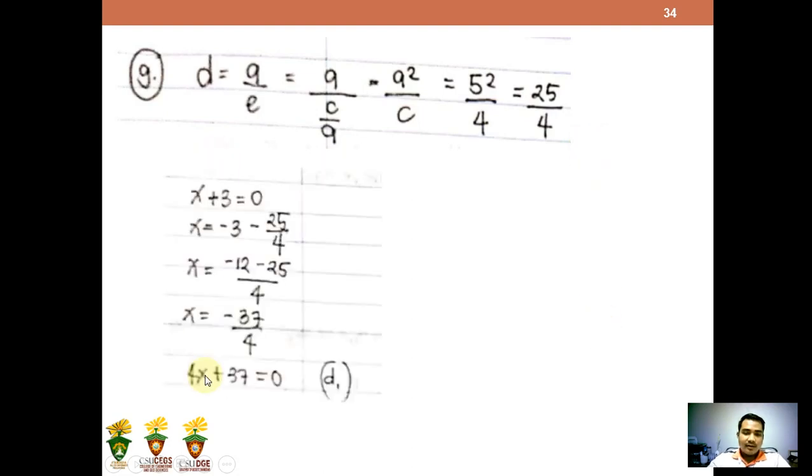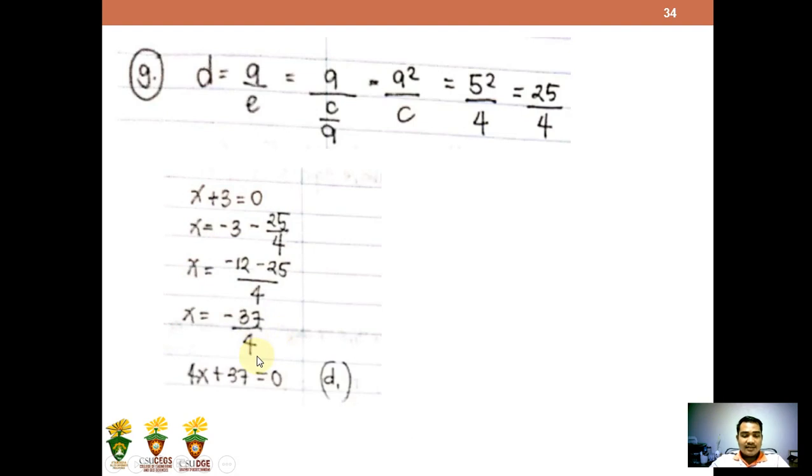So first, we need to get the equation from the minus side, and the other side is plus. Therefore, the equation for the x part is x plus 3 equals 0, which we used earlier to get the x coordinate of the center. So we just subtract 25 over 4, which is the value of d. Transposing, x is equals to negative 3 minus 25 over 4. Doing the mathematical manipulation, we come out with x equals negative 37 over 4.